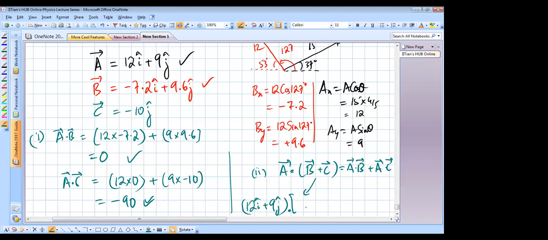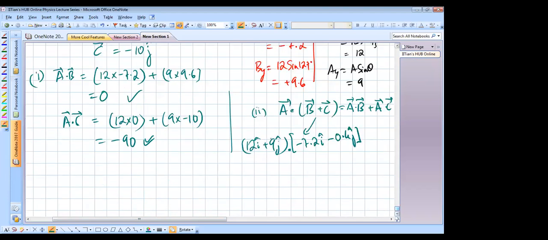So it will be minus 7.2 I cap. Okay. Plus this, so that is minus 0.4 j cap. And now when you do this dot product, that is equal to 12 into minus 7.2 plus 9 into minus 0.4. So when you work this out numerically, you will see this will also come out minus 9.